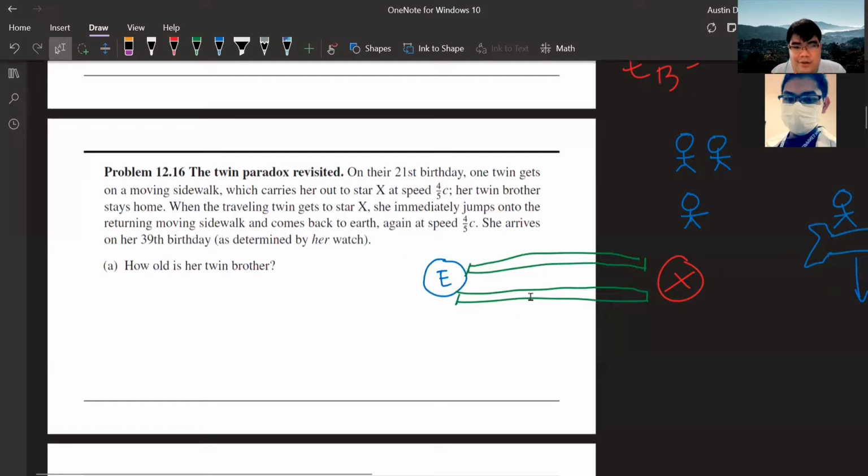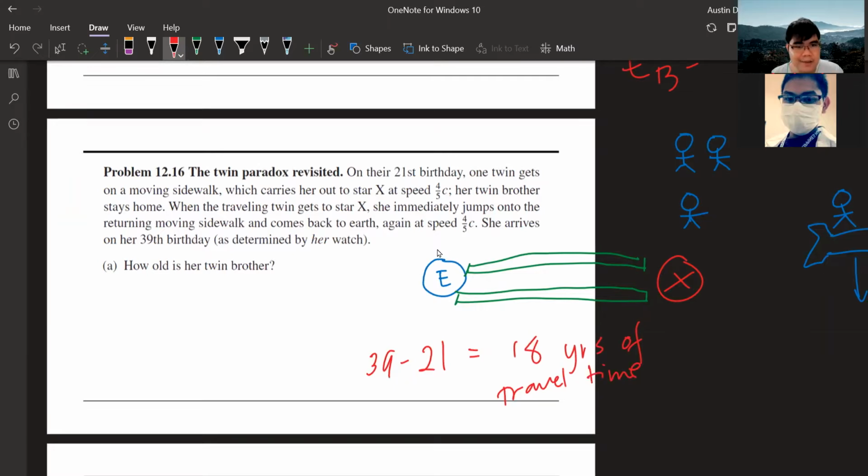Ayan. So yung speed yung sidewalk, yung walkalator niya, 4 out of 5 na speed of light. Bagal na, no? Basag paa mo nung pag-apak mo pa lang. Pero anyway, kunwari theoretically, kaya natin gawin yun. So sumakay siya, si traveling twin, punta kay Star X, then balik siya agad. Tapos dumating daw siya on her 39th birthday. Okay, so 39th birthday, so basahin natin agad yun. Ang travel time niya, 39 minus 21. This is 18 years of travel time. According to the traveling twin.